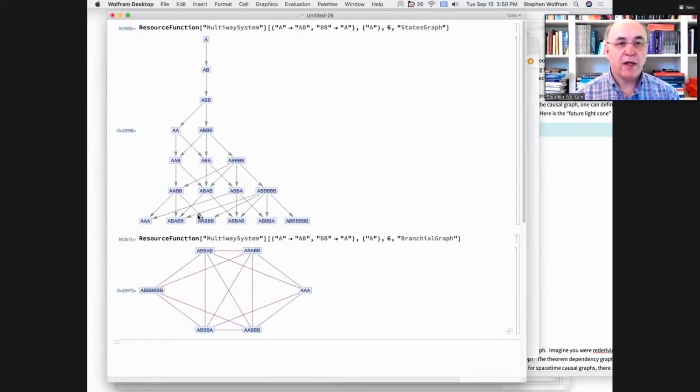Then we can make the causal graph. The causal graph tells us what the interdependence of these different rewrites is. So I could probably make, what is it, evolution event. What do I want to make, Jonathan? Evolution causal graph.